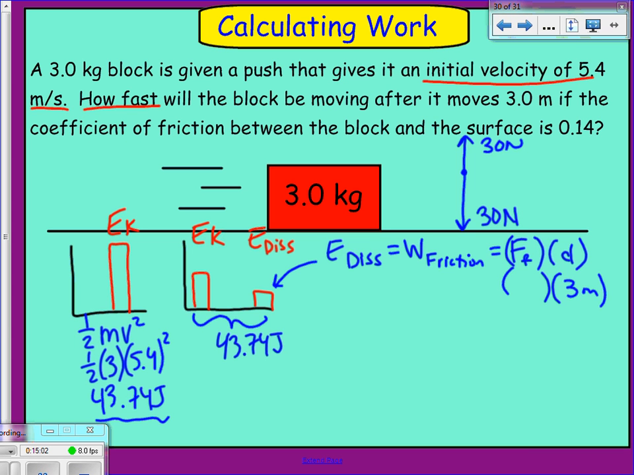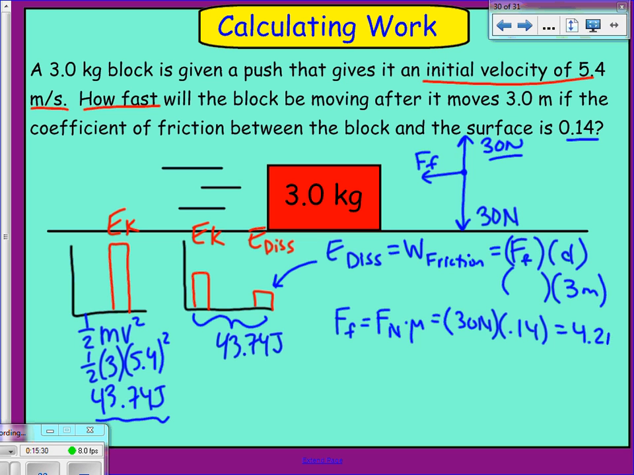There's nothing pushing the block, so there's no force applied, but since the block is moving to the right, force friction points to the left in order to hinder it. Now, if you remember from semester 1, force of friction is calculated by taking your force normal times your mu. The force normal we just found out is 30 newtons, and the coefficient of friction is given in the problem, 0.14. And so 30 times 0.14 gives us a force friction of 4.2 newtons. That is the force that we will plug in here in order to figure out our work.